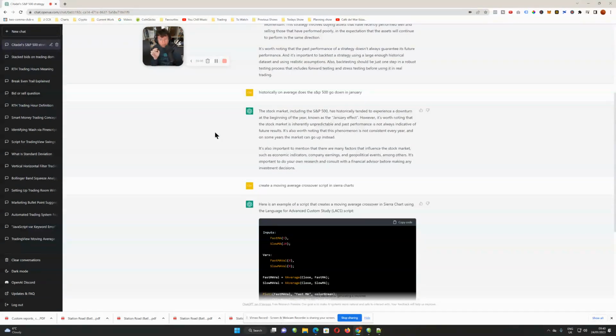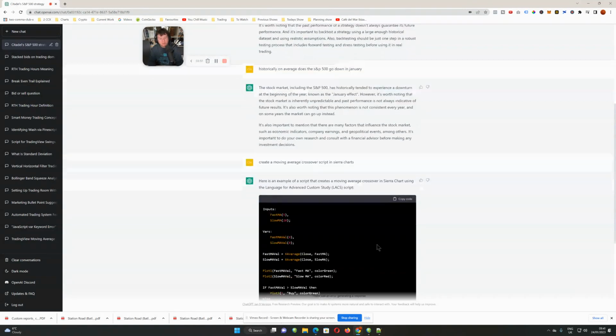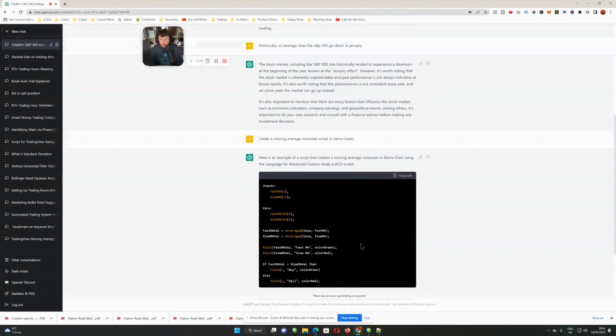Now, obviously, it then goes on to say it's worth noting that certain factors can affect the stock market at any given time, i.e. a geopolitical event, among others, and that will potentially affect how the market goes. So then I thought, right, how clever is this? We're going to delve deeper into what we can do. Can we create scripts?